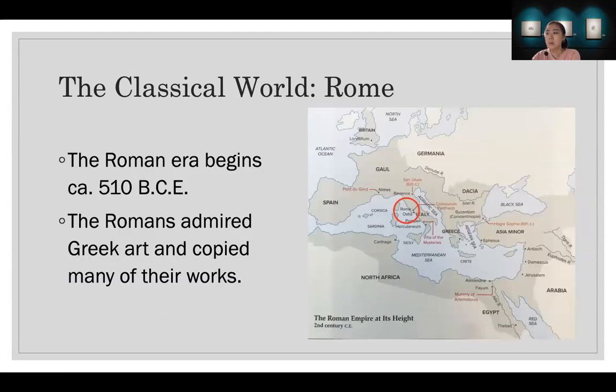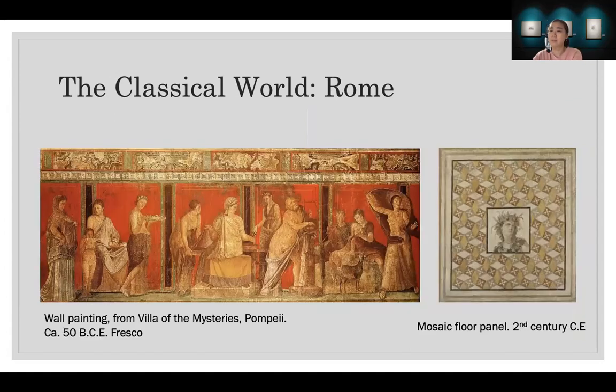Most of the original Greek sculptures were destroyed by the church during the Middle Ages. We're going to learn about the Middle Ages in the next meeting. So most of the Greek sculptures we are able to see were made by Romans. These are all copied works by Romans, especially the sculptures. And Roman art tends toward realism.